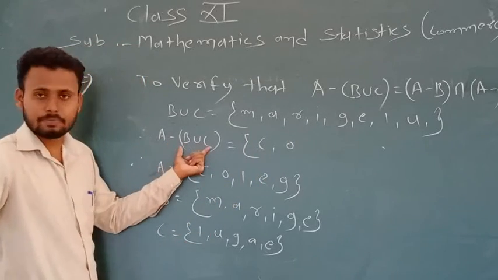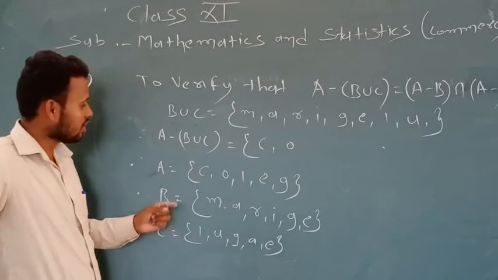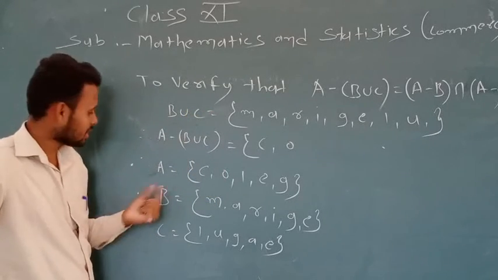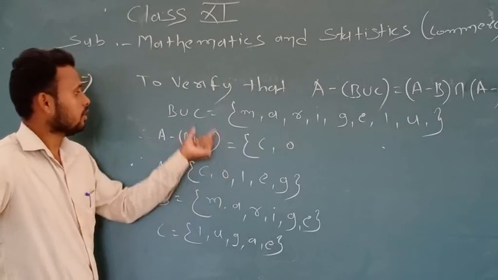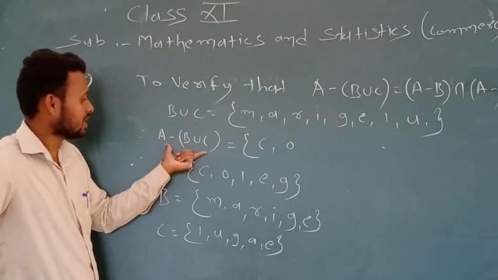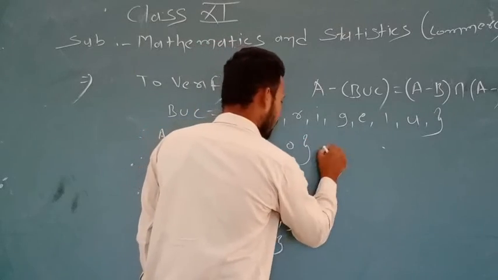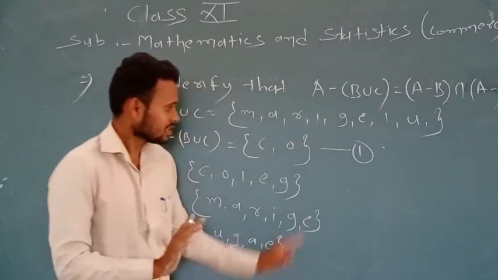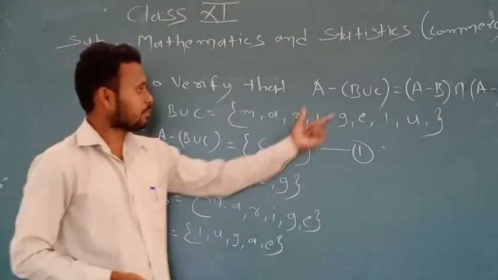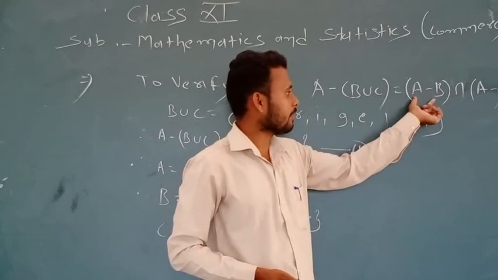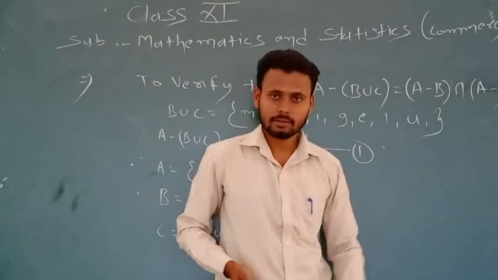म्हणजे A minus B union C equal set containing all elements which belong to A but do not belong to B union C. म्हणजे काय? A मध्ये C O आहे पण B union C मध्ये नाही. म्हणजेच या सेट मध्ये C आणि O एवढे दोन एलिमेंट्स आहेत. Now that we write equation number first. Why? Because we found this. Now next we will find this value, what? A minus B intersection with A minus C.